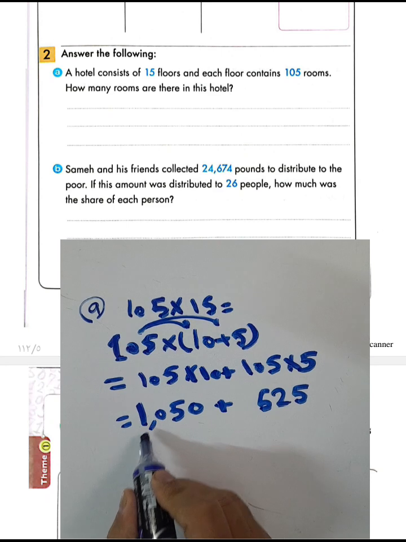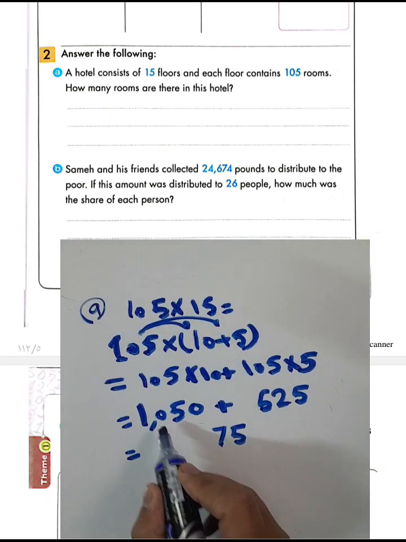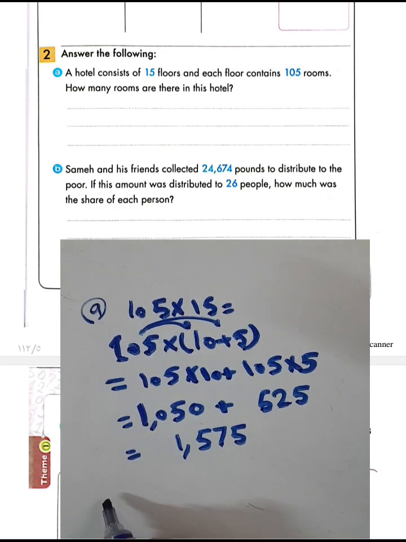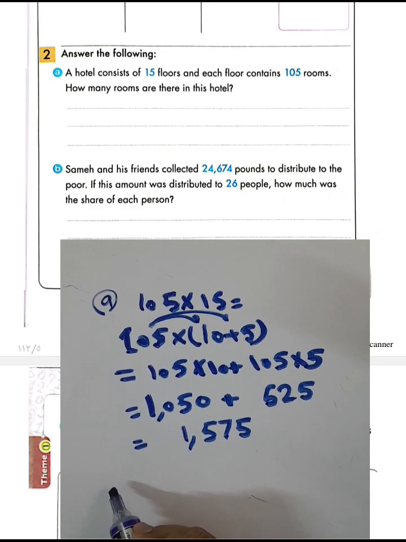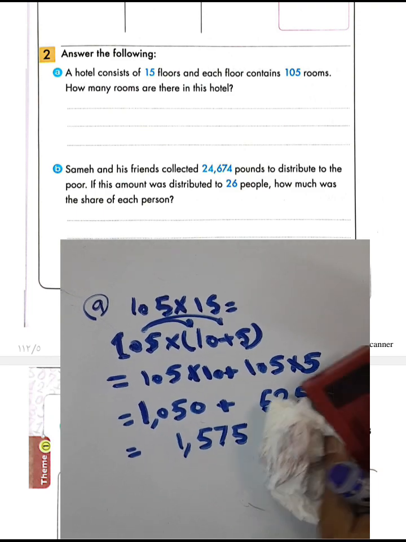And then you can add the two numbers. 5 plus 0 is 5. 2 plus 5 is 7. 5 plus 0 is 5. And then write 1. The result will be 1575. Okay, it's the total number here. Next question.